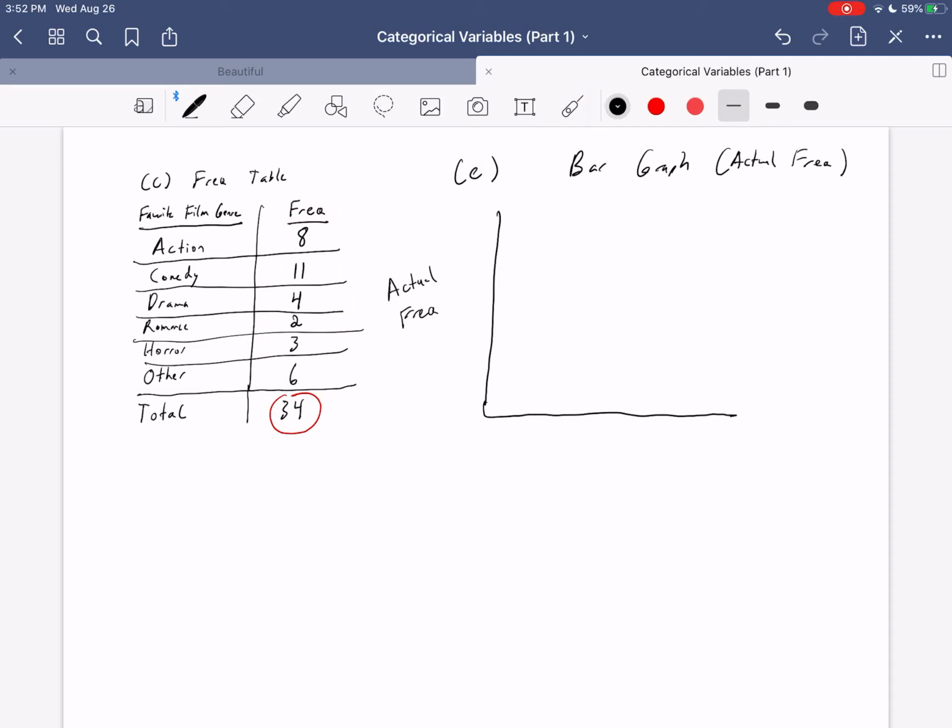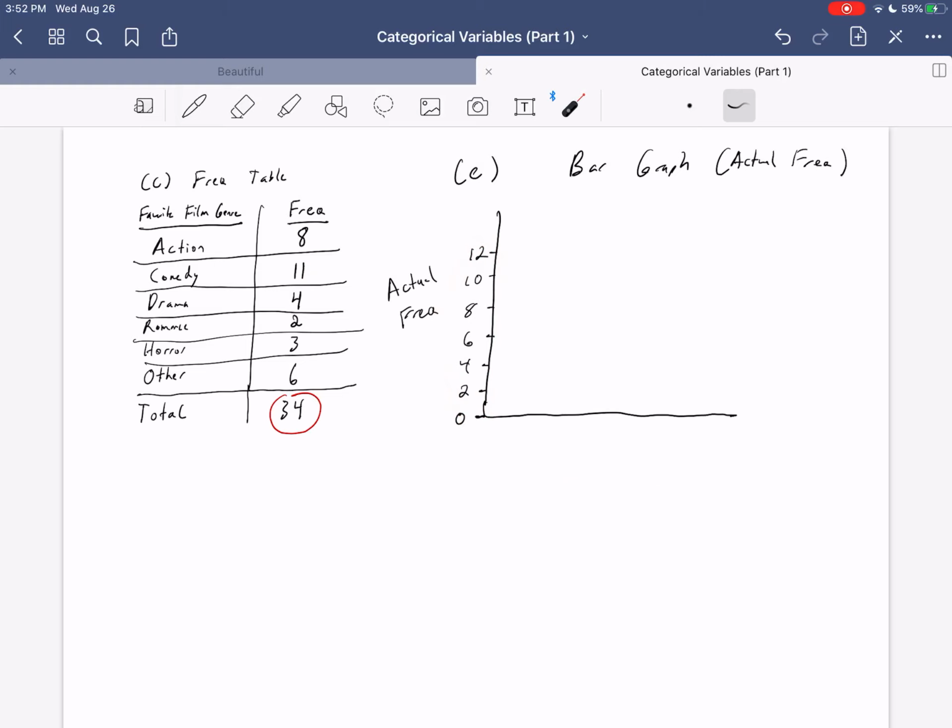So a good scale here could be, certainly you could go by 1, so 0, 1, 2, 3, 4, 5, 6, so on. But you could also go by something like 2s, as long as it's a consistent scale. So there's 0, 2, 4, 6, 8, 10, and 12. Notice that that'll be sufficient because my largest frequency was 11.